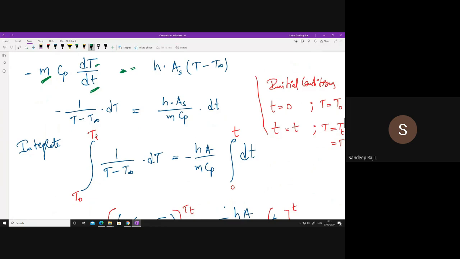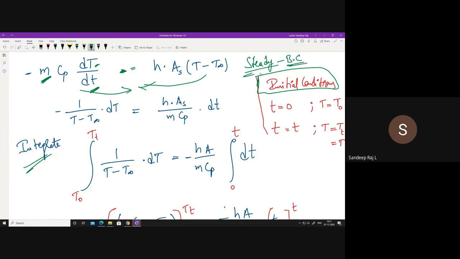So you have done some mathematical manipulation. You have taken T minus T infinity onto this side and this m c_p onto this side. This is how you will get it, and then integrate. Then you will have initial conditions here. If it is a steady problem, you can solve it using boundary conditions. Now it is not a steady problem. This is an unsteady problem. So what you have to do is use the initial condition.